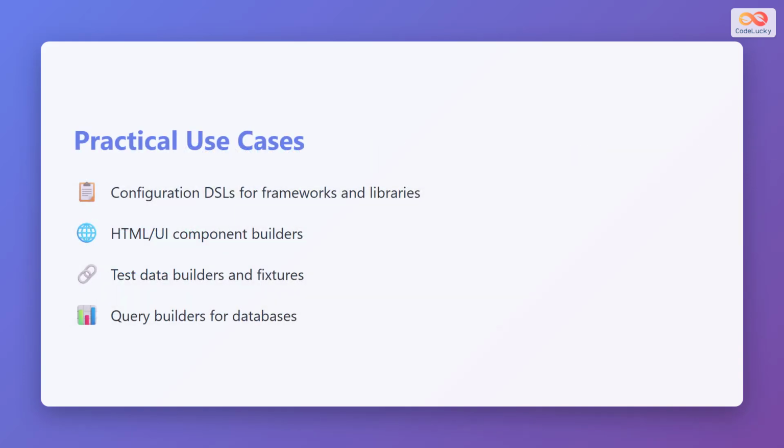Type-safe builders have numerous practical applications in real-world development. They're excellent for creating configuration, domain-specific languages for frameworks and libraries, allowing you to define settings in a structured and type-safe way. You can build HTML or user interface component builders, as we've seen in our examples. They're also perfect for test data builders and fixtures, making test setup more readable. And they work great for creating query builders for databases, providing a Fluent interface for constructing database queries. Anywhere you need a clean, domain-specific syntax, type-safe builders are an excellent choice.